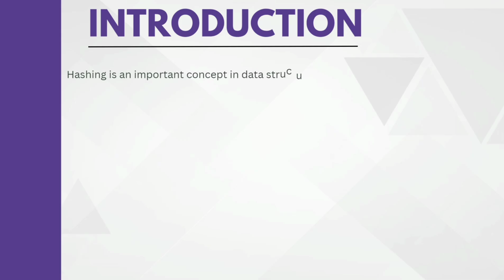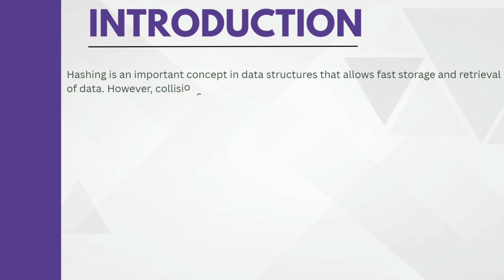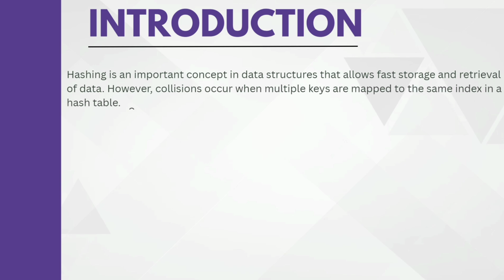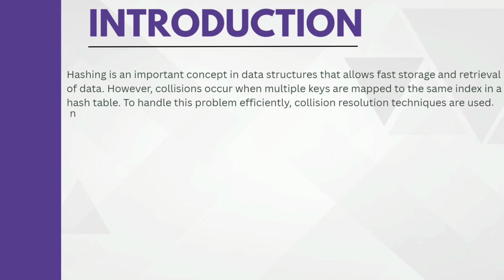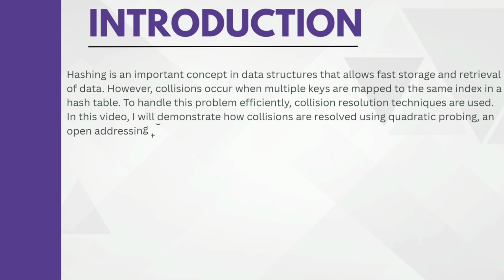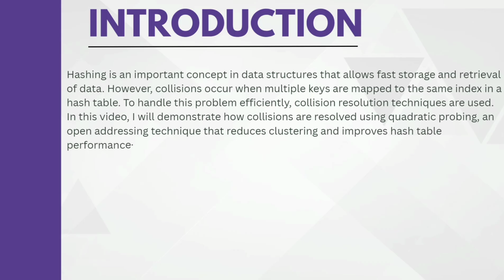Hashing is an important concept in data structures that allows fast storage and retrieval of data. However, collisions occur when multiple keys are mapped to the same index in a hash table. To handle this problem efficiently, collision resolution techniques are used. In this video, I will demonstrate how collisions are resolved using quadratic probing, an open addressing technique that reduces clustering and improves hash table performance.